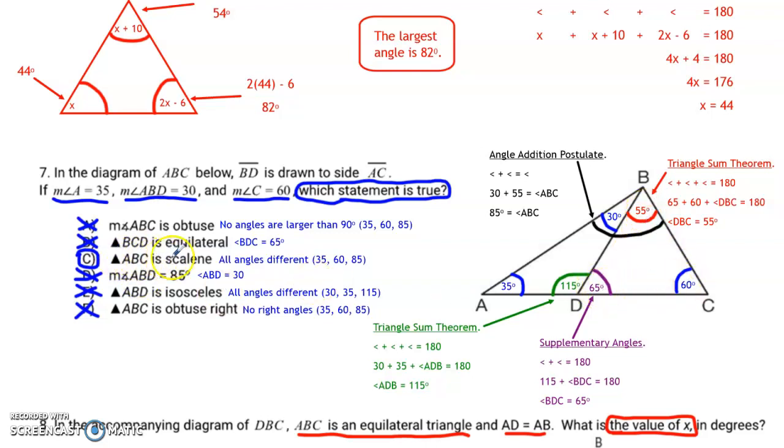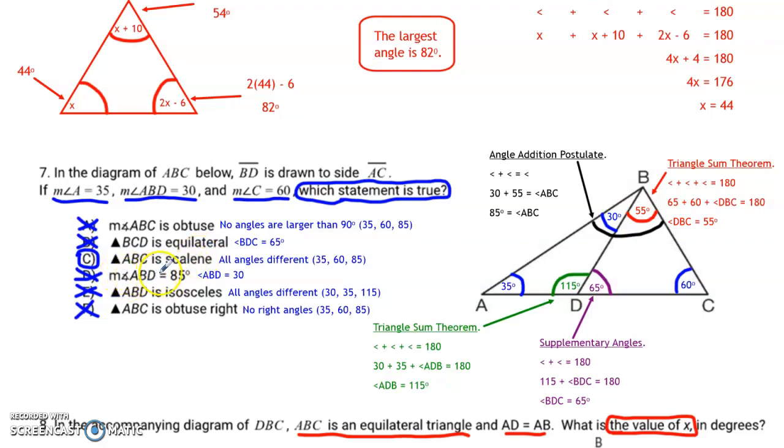This says ABC is scalene. Scalene means that all angles are different. Well, that's true because all angles in ABC are different. This angle is 85, this angle is 35, and this angle is 60. If it were something other than scalene, if it were, for example, equilateral, then all the angles would be equal. Or if it was isosceles, then 2 of the angles would be equal. We'll get to that later.